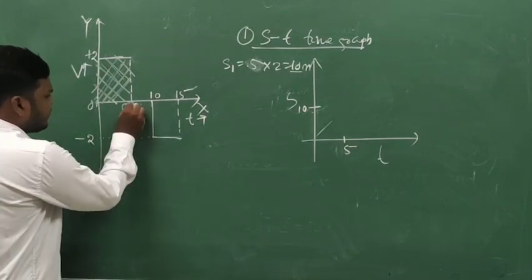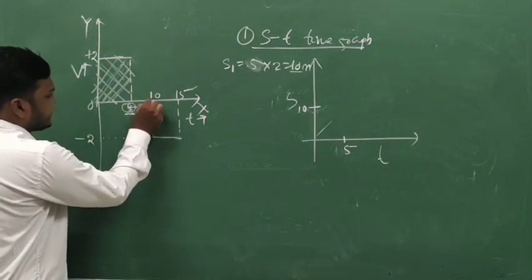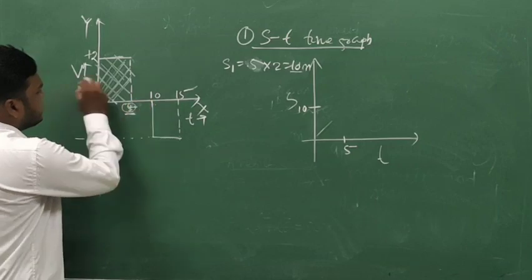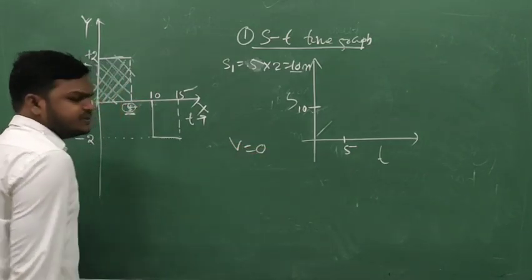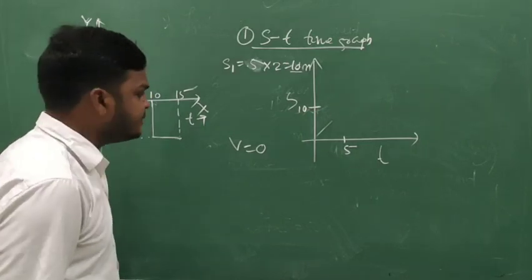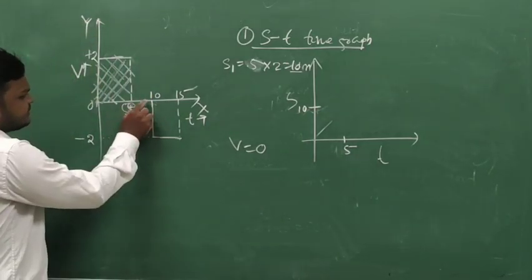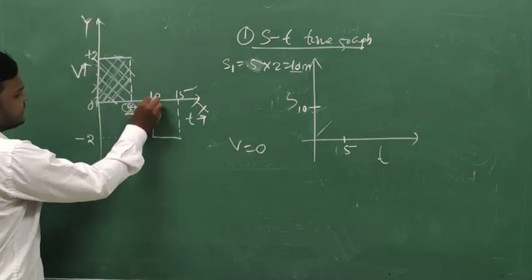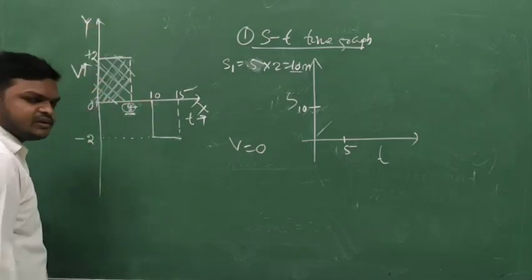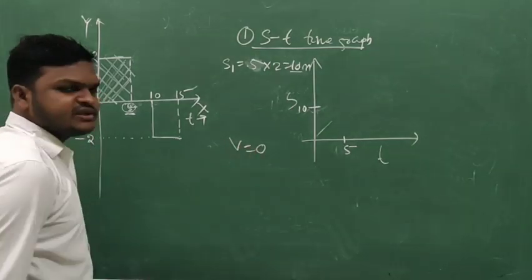Then from 5 to 10 seconds, what is the velocity of this VT graph? From 5 to 10 seconds, the velocity is 0. Velocity is 0. Look, between 5 to 10 the velocity on the y axis is 0. So velocity will be 0.